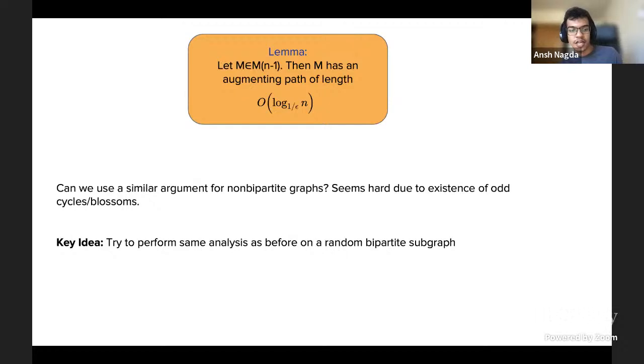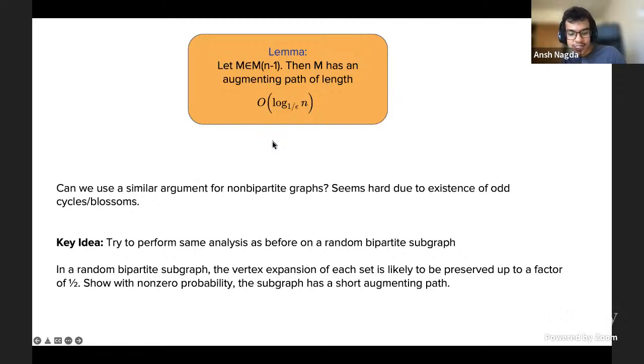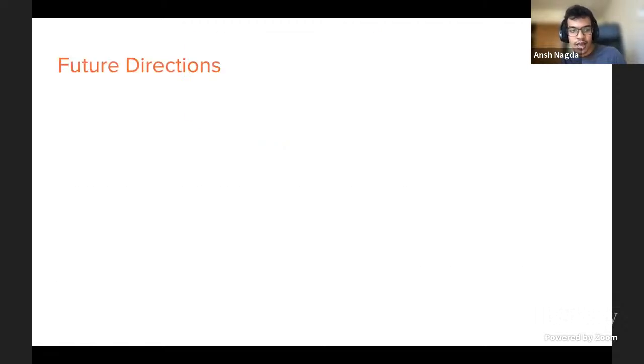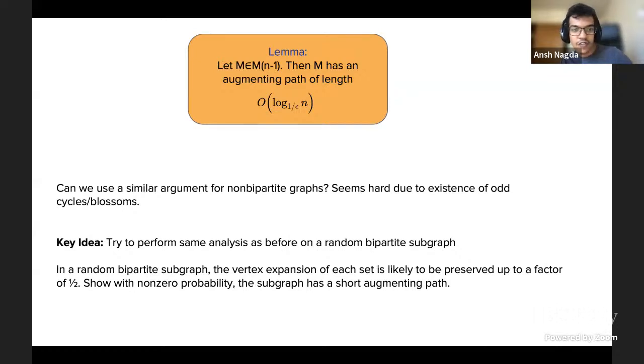So we try to perform the same analysis, the easy analysis for the bipartite case, on a random bipartite subgraph. And that is the key idea of our proof. So we are going to construct a random bipartite subgraph that still contains the matching M. As long as we are able to show that the subgraph has a short augmenting path for M, this would also imply that the original graph has a short augmenting path for M. And this analysis is a bit tricky, but we are able to do it. And that is how we prove this lemma.